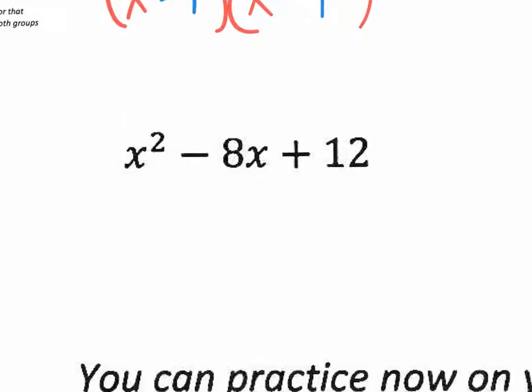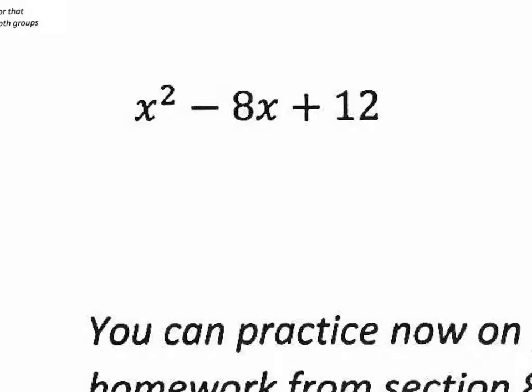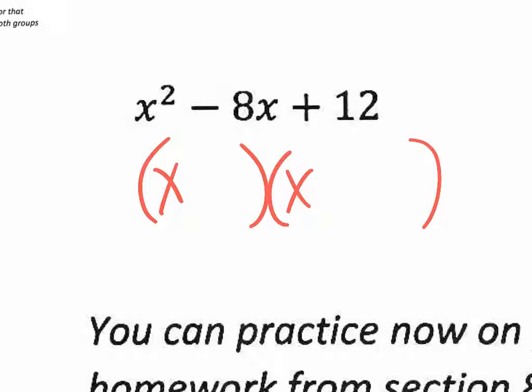Let's try this guy down here. Since the A value is 1, there's no number out in the front, I could jump right into my answer format and think, what times what is 12? Let's make a list. 1 times 12, 2 times 6, 3 times 4. And that's about it. Which pair of numbers gives me a negative 8? 2 and 6 gives me a positive 8, so it's the right numbers, just the wrong signs. So negative 2, negative 6 is the right pair of numbers.